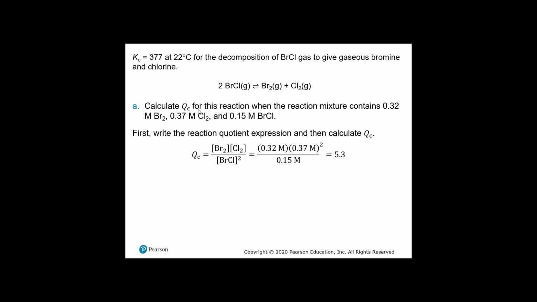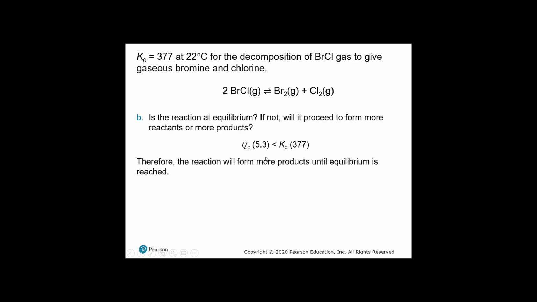If we plug everything in, nothing changes, we raise each concentration to the power of its coefficient, and this ends up giving us 5.3. So we have this value as 5.3. Now we're going to compare it to the equilibrium constant.